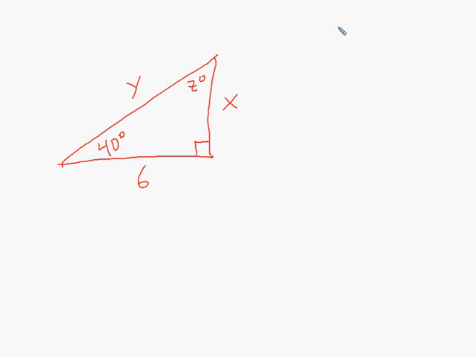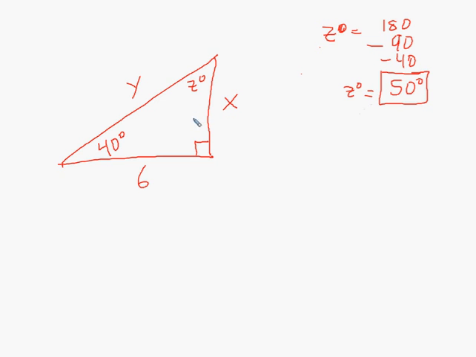So let's find z. That's the easiest to find first. How many degrees are in a triangle? 180. So z is this other angle right here. So I can do 180 minus this 90-degree angle, minus the 40, and I get 50. So that gives me z.